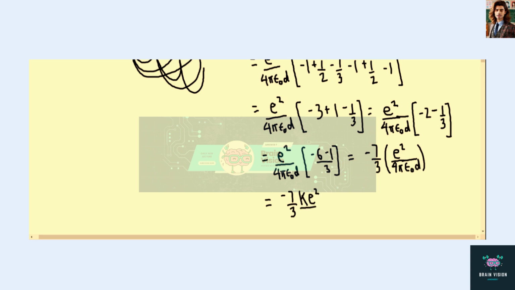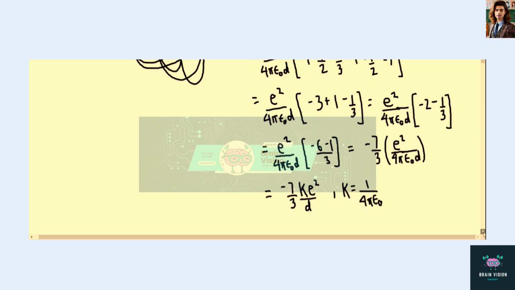And if you recall from electromagnetics, 1 over 4 pi epsilon naught is equal to the Coulomb constant K. So now we just have a simple expression for our potential: negative 7/3 times K e squared over d.